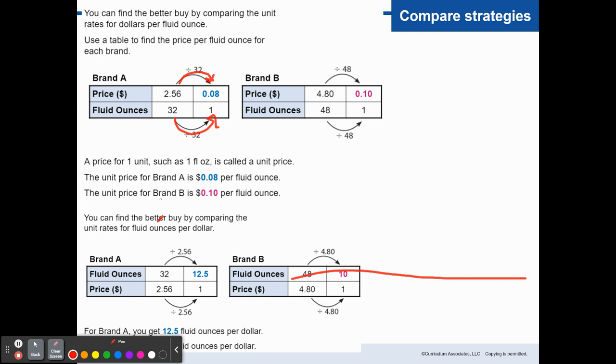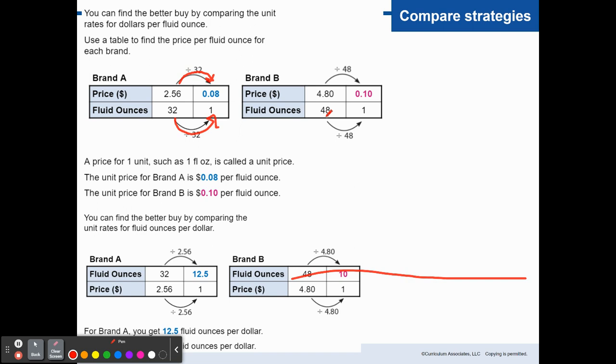And we did work them this way last week. So $2.56 divided by 32 is going to give you this, right? It will give you 8 cents. Then brand B, they set up the table in the same way. Price per fluid ounce. So we have $4.80 for every 48 ounces, but they want to know for every 1 ounce, right? And then they had this as their missing piece.